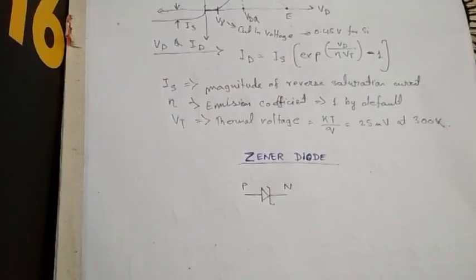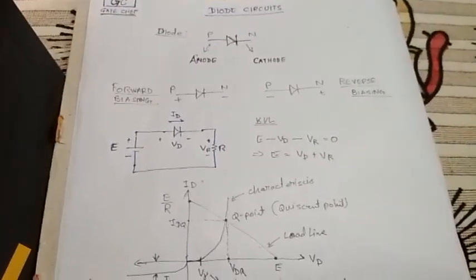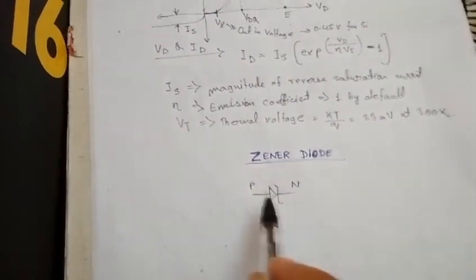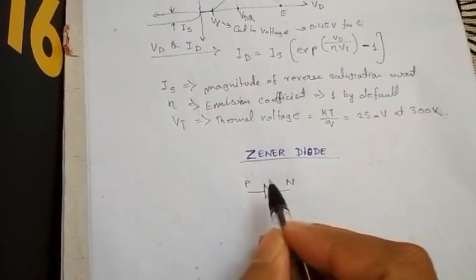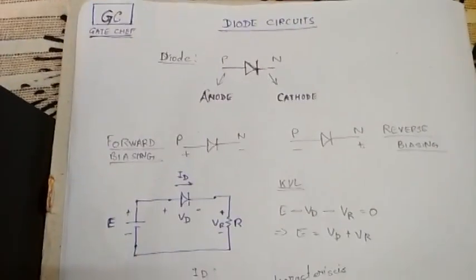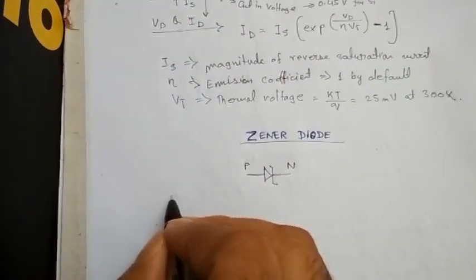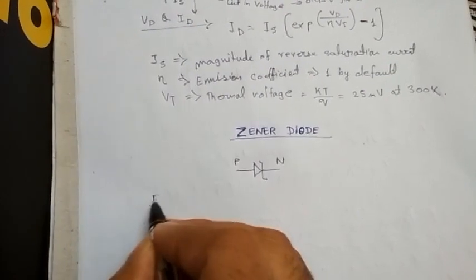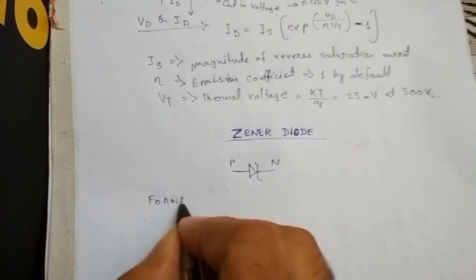Now we'll talk about Zener diode. Now Zener diode, this is almost like the PN junction diode which we did earlier. In the Zener diode, you'll find the difference is the symbol. It has a type of summation which is not present in the PN junction diode. This Zener diode is also having the same two types of biasing: forward biasing and reverse biasing.